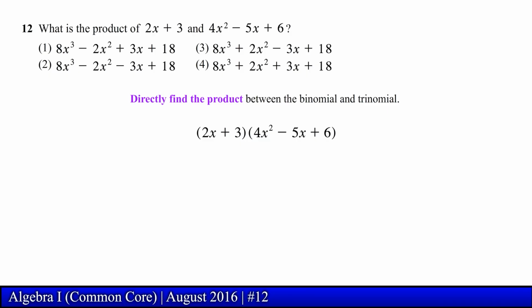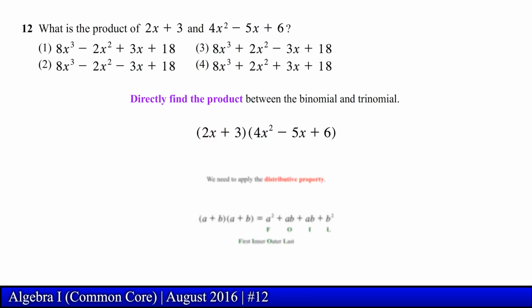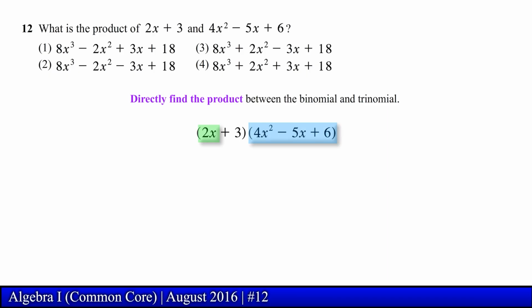In other words, to multiply the polynomials, we need to apply the distributive property. This is similar to when we FOIL two binomials with one another. In this case, we are distributing a binomial with a trinomial. So starting with the first term of the binomial, in this case 2x, we go ahead and multiply this term with every single term of the trinomial, obtaining 8x cubed minus 10x squared plus 12x.